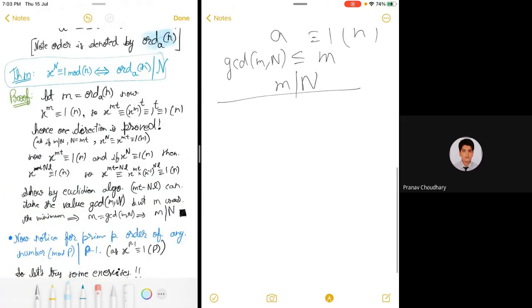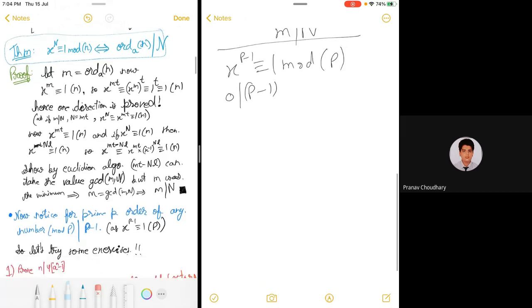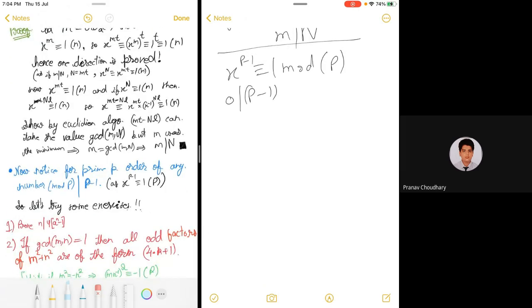Yes. Okay. So now we know by Fermat's little theorem that x to the p minus 1 is congruent to 1 modulo p. So this means that the order divides p minus 1. So now we will try some exercises. So try proving that n divides phi of a to the n minus 1. So I'll give you about 1 or 2 minutes to try.